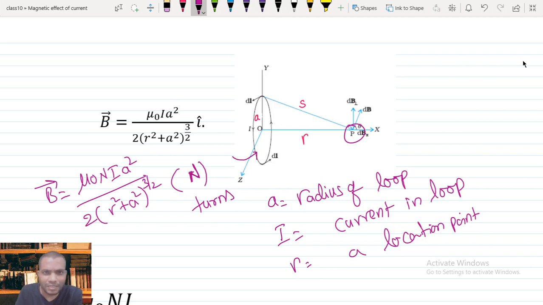And magnetic field is a vector, so we need to represent the direction. Here the direction vector is along the x-axis direction, or towards east. So the unit vector in the x-axis is i cap.